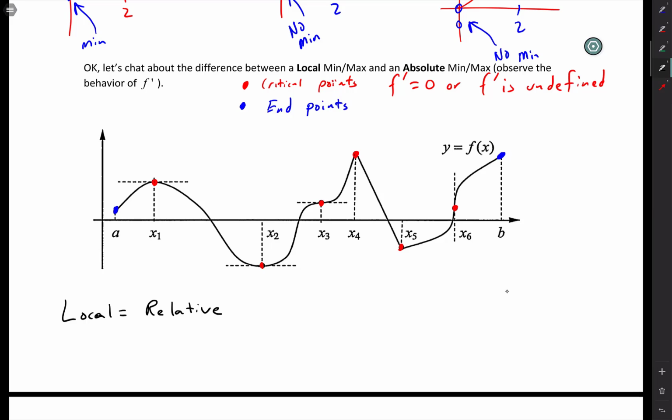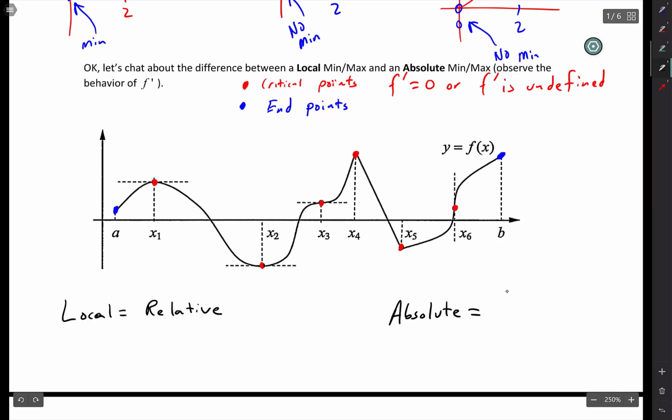So don't freak out when I tell you find your local mins and you log into Delta Math and Delta Math says find relative mins. What does that mean? It means the same thing. I'm not mocking anyone. When you read the AP exam or any question and it says relative instead of local, don't freak out. They mean the same. All right, absolute.